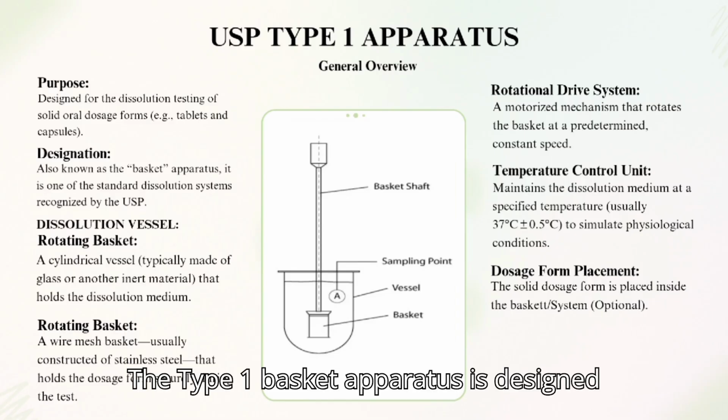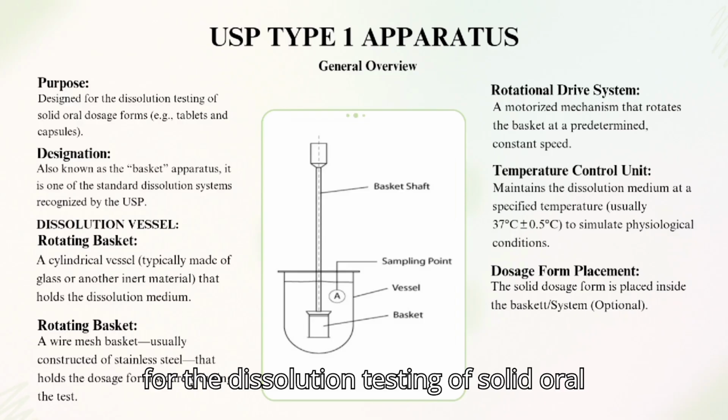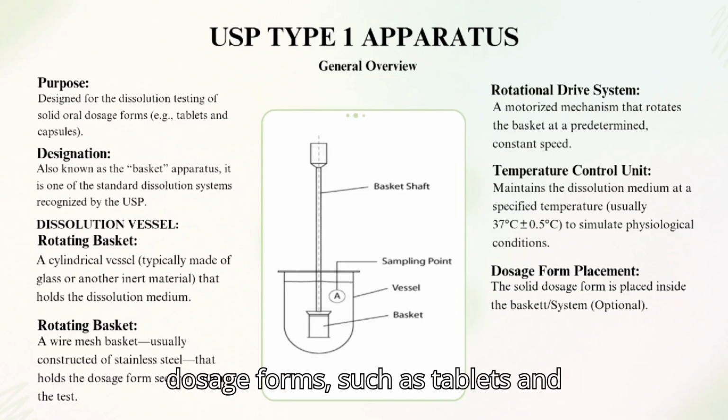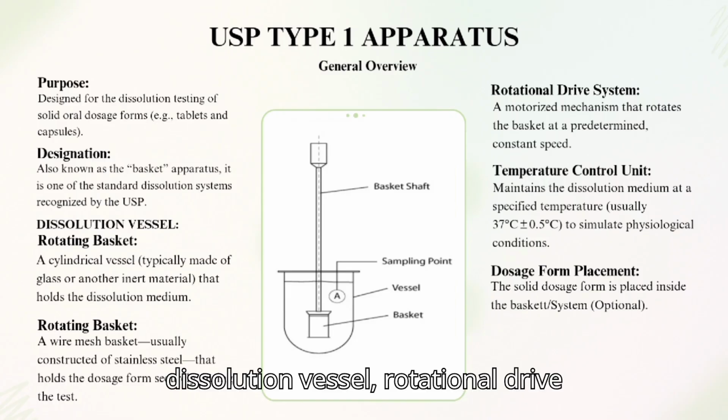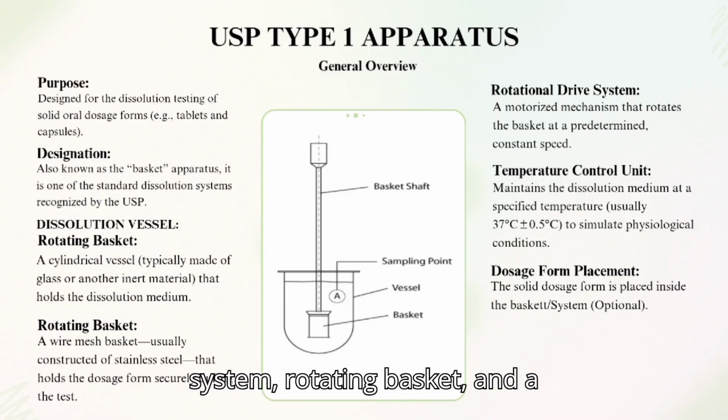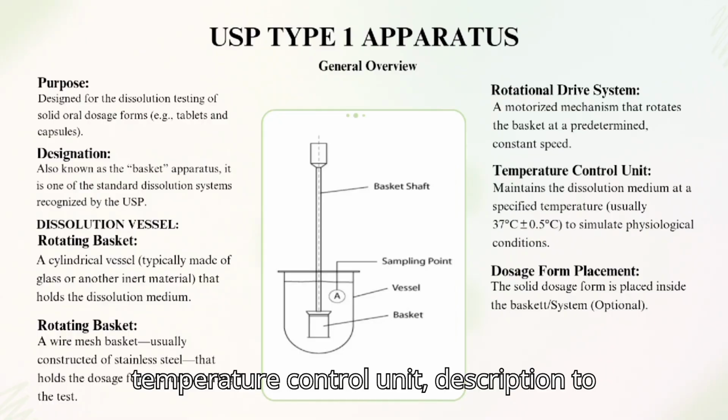The Type 1 basket apparatus is designed for the dissolution testing of solid oral dosage forms, such as tablets and capsules. It has the following parts: dissolution vessel, rotational drive system, rotating basket, and a temperature control unit, a description of which is given.